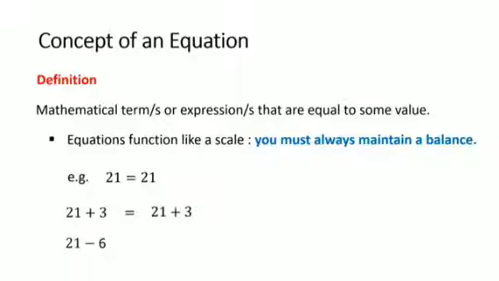What if I had subtracted 6? If I subtracted 6 on the left hand side, then to maintain the balance, I need to subtract 6 on the right hand side. Similarly, for the multiplication operation, if I multiplied 21 by 3 on the left hand side, to maintain the balance, I need to multiply 21 by 3 on the right hand side for the statement to be true.